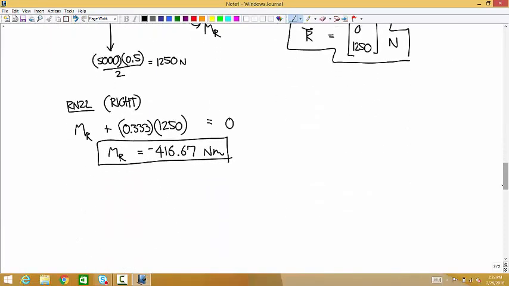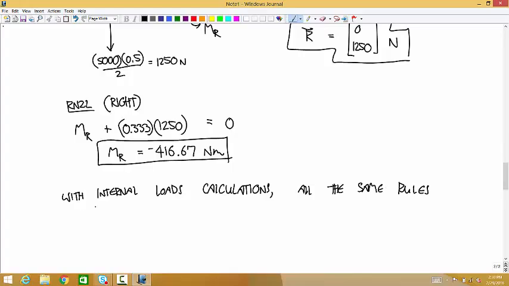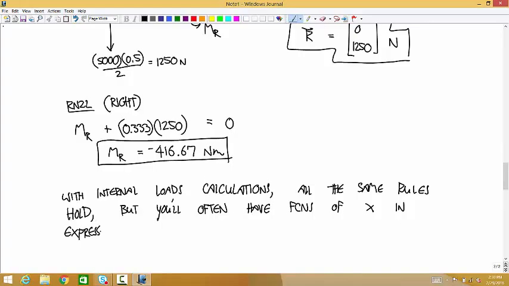For distributed loads, when you're using distributed loads for internal loads calculations with cuts, all the same rules hold. But you're often going to have to use functions of x in your expressions. So you'll often have functions of x in your expressions for the area and the centroid location.